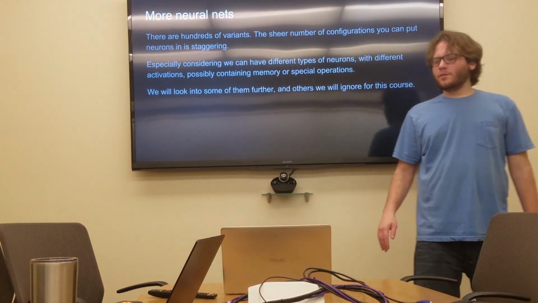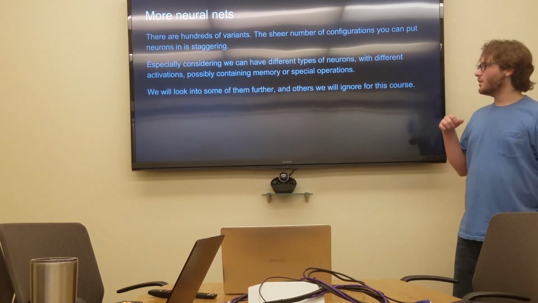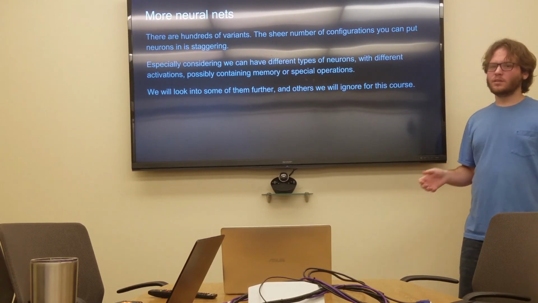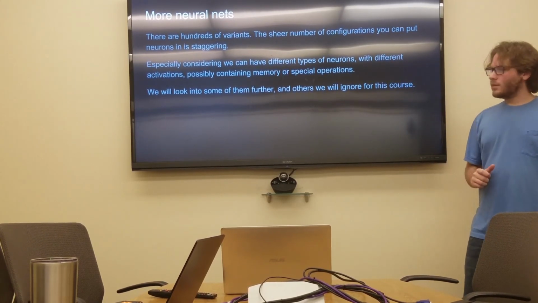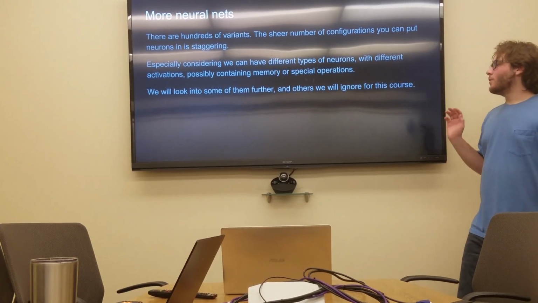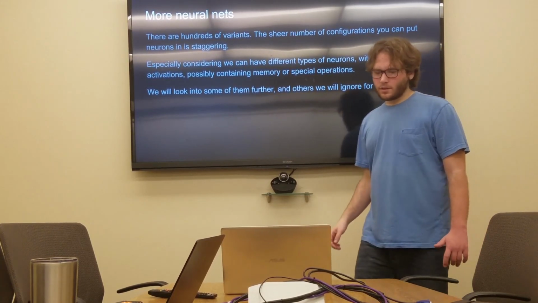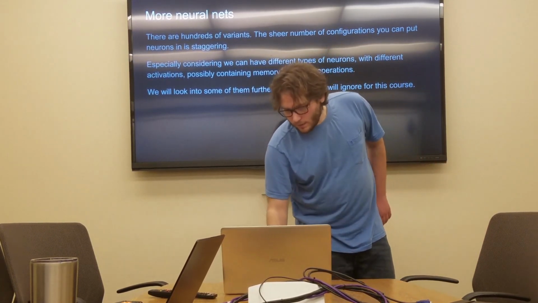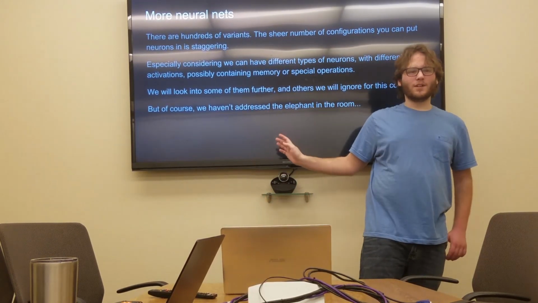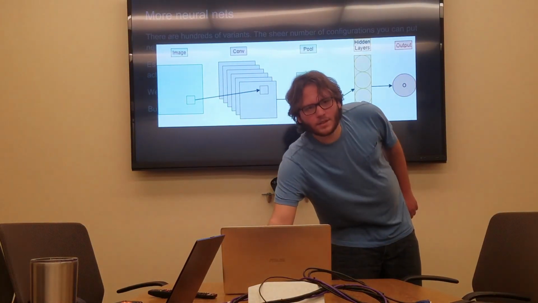But yeah, we have hundreds and hundreds of variants, especially when you consider all of the different activations and the different loss functions, all the different parameters we can set and neurons we can use and different structures we can work with. And that's part of what makes them so dynamic and powerful. We're going to look at some of them more in the future. Some of them we're going to ignore. But there's one elephant in the room we haven't discussed. I'll leave you guys on that for this week.